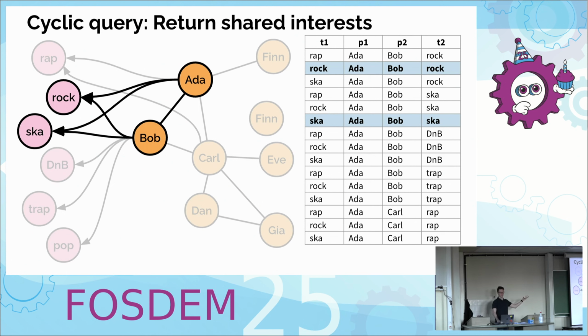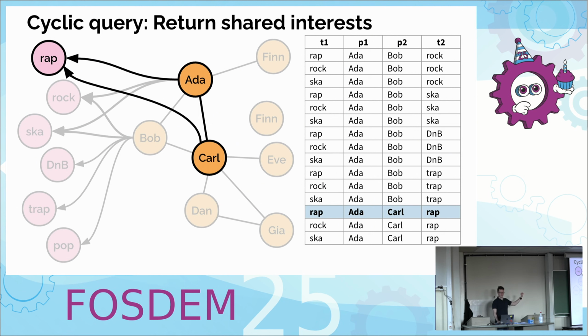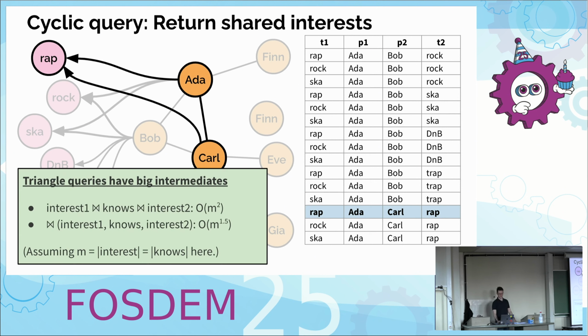Visually, you can see that Ada and Bob have 2 shared interests, rock and ska, and Ada and Carl have 1 shared interest, rap music. So this is a triangle, and triangle queries have this interesting problem that if you start to calculate them, they will have huge intermediates. Even if the end result is actually not that big, the intermediates can blow up, but they only blow up if you do it with the so-called binary joins, when you join 2 operands together.